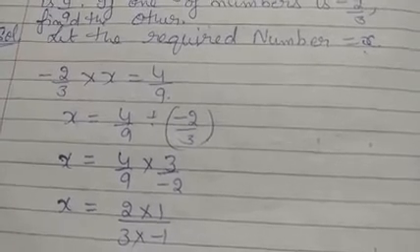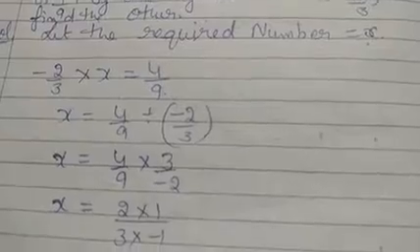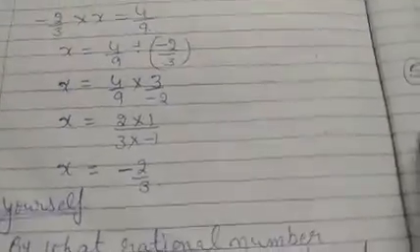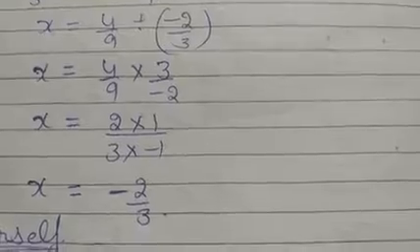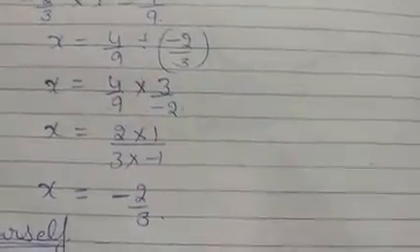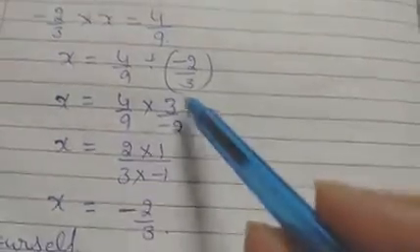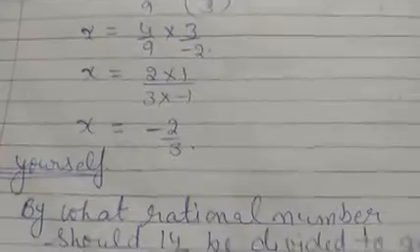So when minus 2 by 3 is shifted to the other side, that gives 4 by 9 divided by minus 2 by 3. Again, when you divide, it changes into multiply, and you get the reciprocal of minus 2 by 3, which is 3 by minus 2. Again 2 1s are 2, here 2 1s are 2, 2 2s are 4, then 3 1s are 3, 3 3s are 9. 2 into 1 by 3 into minus 1, minus 2 by 3.